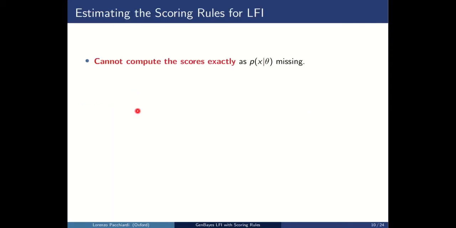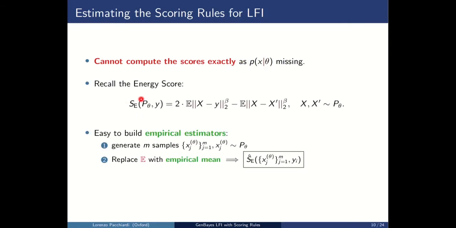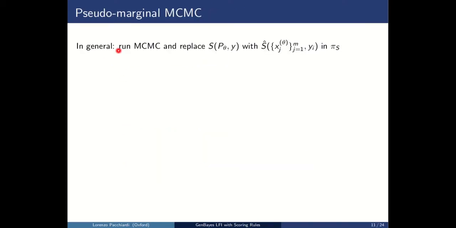Right, so now in the likelihood-free inference setup, you cannot compute the score exactly, of course, as first of all, you don't even have the likelihood. For instance, let's look at the energy score, which I've written before. As I mentioned, we have two expectations, which you cannot compute exactly. Luckily, it's quite easy to build empirical estimators for this, because you can just generate m samples from your model, and replace the expectation, which you cannot evaluate, with the empirical mean, and you get an estimator, which is actually unbiased. For the kernel score, you can do a very similar trick. In general, we will run MCMC, and whenever we need to evaluate the scoring rule, we replace it with this estimator, which uses samples from the model.